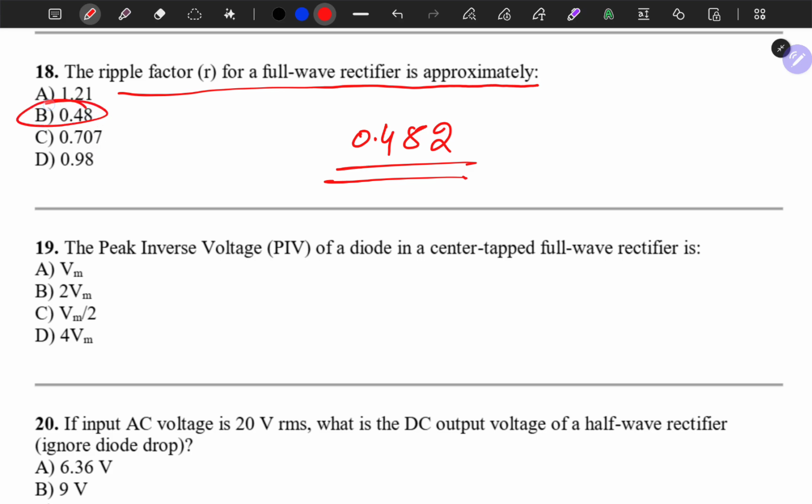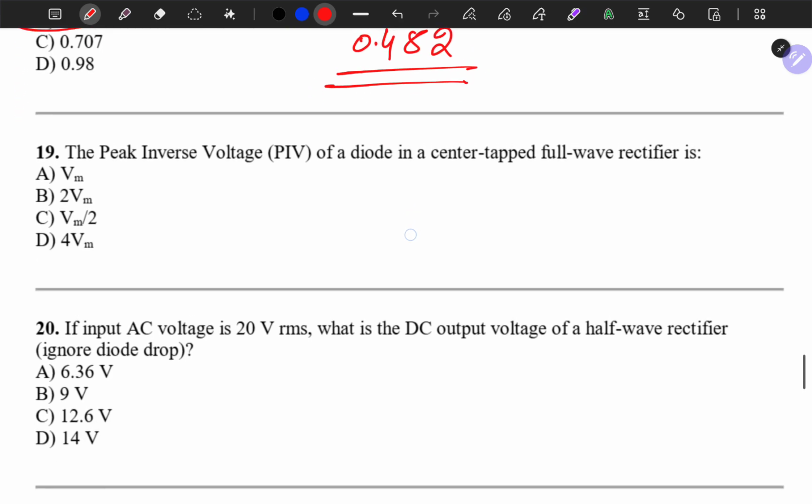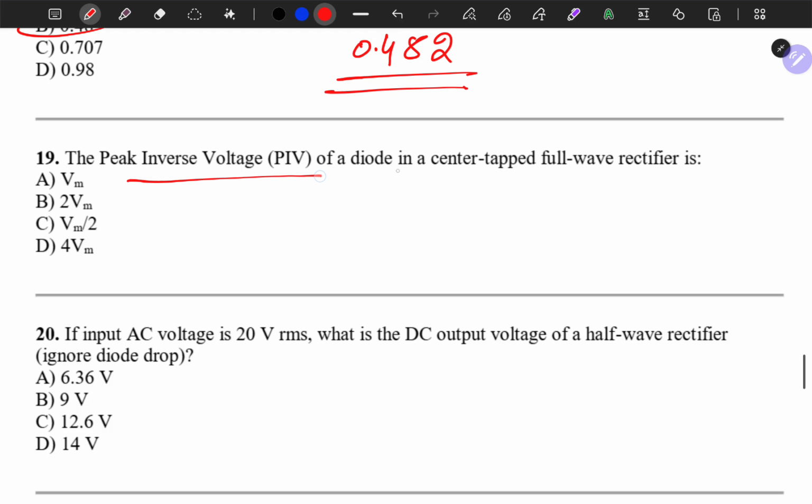In question number 19, the peak inverse voltage of a diode in a center tapped full wave rectifier is: Vm, 2 Vm, Vm by 2, or 4 Vm. Each diode must withstand 2 Vm when reverse biased. So this is the correct option.